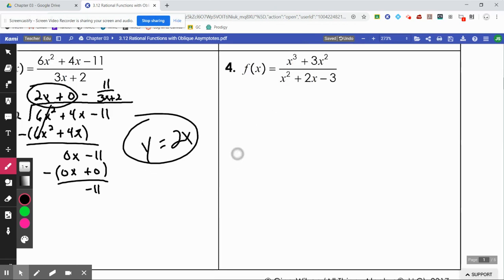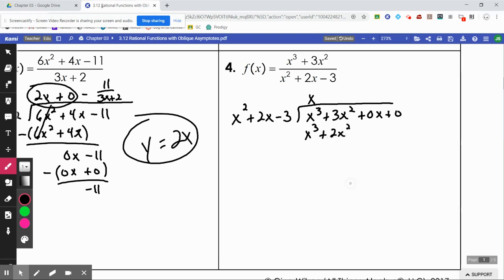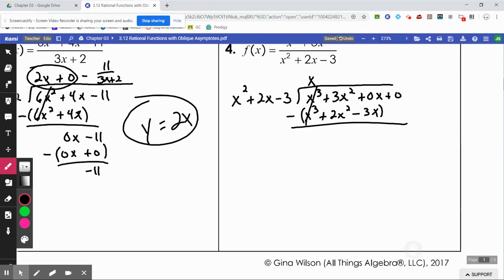Number 4. The degree on the top is exactly 1 higher, so we do have to use long division here as well. So we're dividing x squared plus 2x minus 3 into x to the third plus 3x squared plus 0x plus 0. x squared goes into x to the third x times. Distribute that out. That's x to the third plus 2x squared minus 3x. Let's subtract that. That cancels. 3 minus 2 gives you 1x squared. 0 minus negative 3 gives you a positive 3x. Bring down the 0. x squared into x squared goes one time.